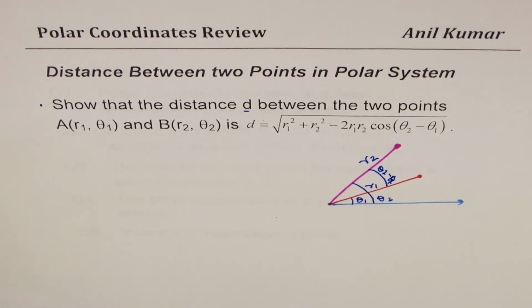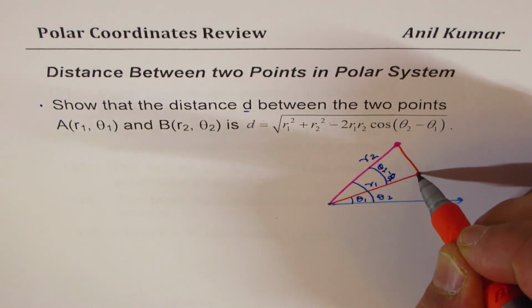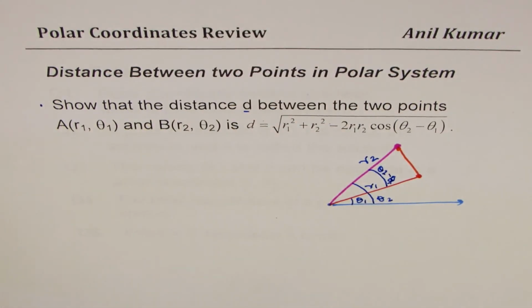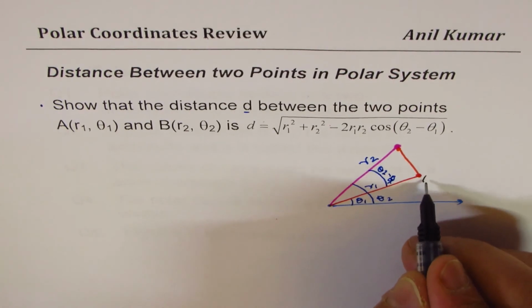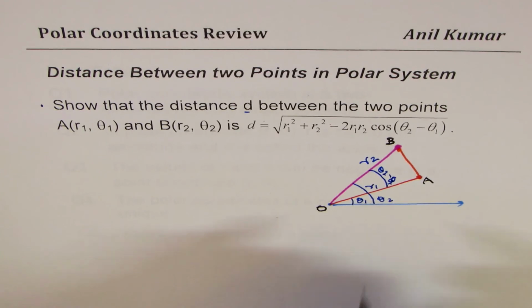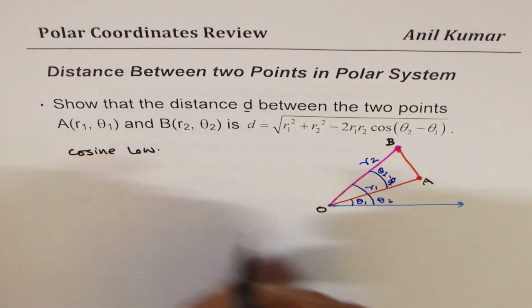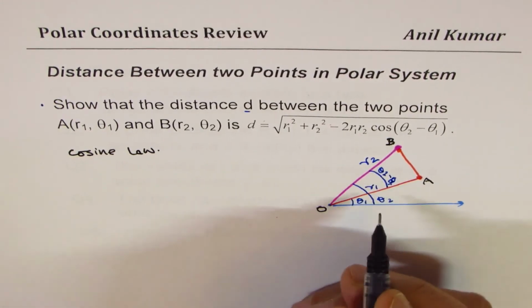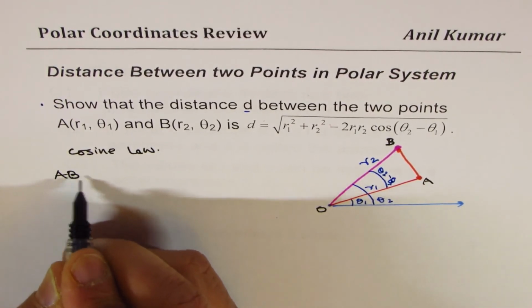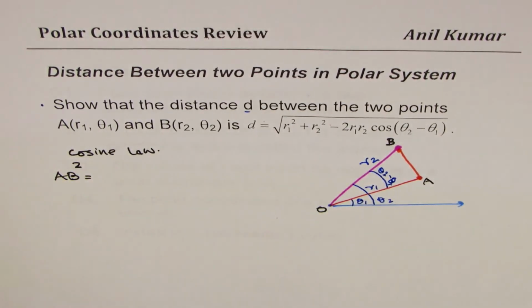The distance which we are talking about is between these 2 points A and B. So this is the distance we are talking about, right? Let me write down this point as A, this as B, and that is always O for us. So we can use the cosine law. Cosine law directly gives us the result, so we can say AB square, which we will square root later.